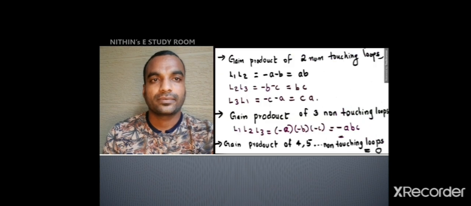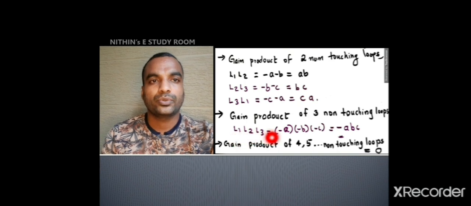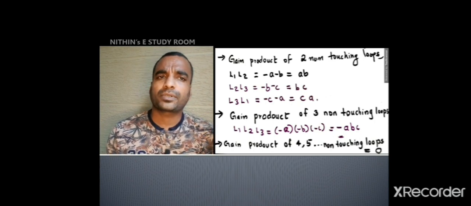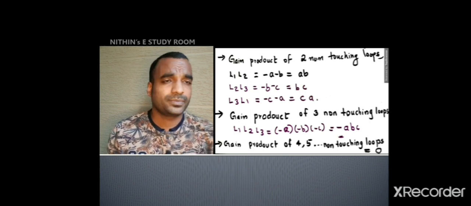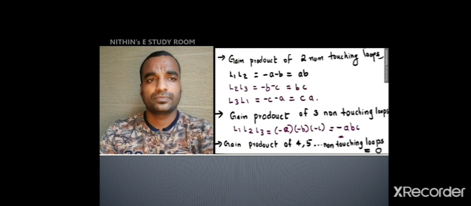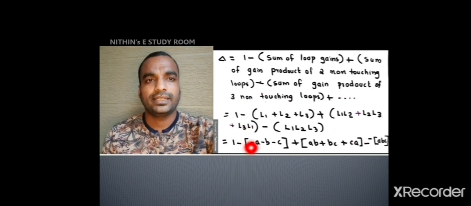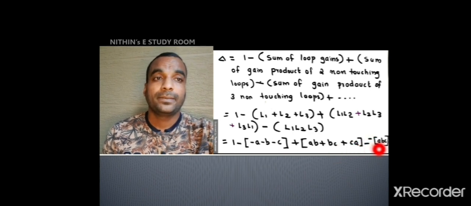You can see it here. Gain product of three non-touching loops is L1 L2 L3, that is minus a into minus b into minus c, equal to minus abc. After that, plus gain product of four non-touching loops and 5 non-touching loops would be there in the equation, but there is no scope because we are having only 3 loops, so all those terms will become 0. Now you substitute all the things here: 1 minus a minus b minus c plus ab plus bc plus ca minus abc.